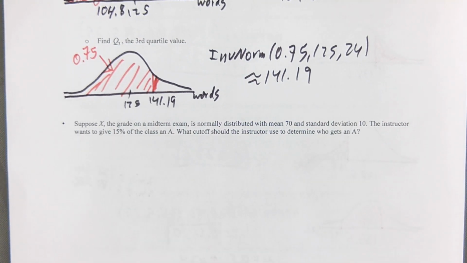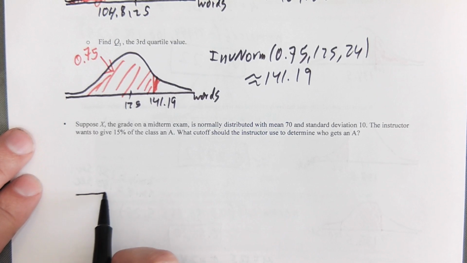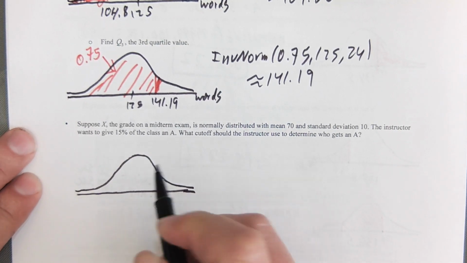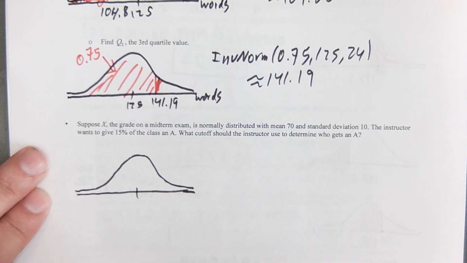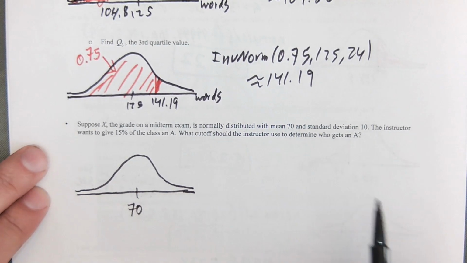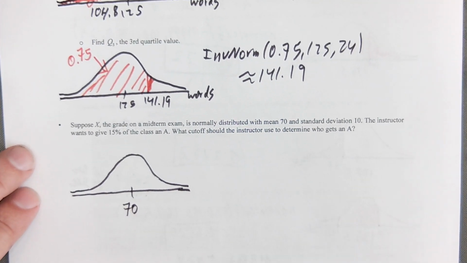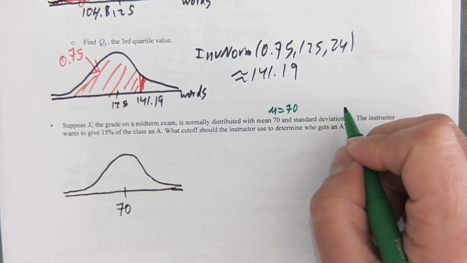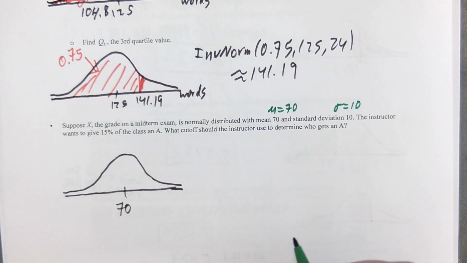Suppose X, the grade on a midterm exam, is normally distributed with a mean of 70 and a standard deviation of 10. The instructor wants to give 15% of the class an A. What cutoff should the instructor use to determine who gets an A? Well, once again, there's a handy dandy graph here. Mean is 70. So once again, we have our mean, 70. Standard deviation is 10.